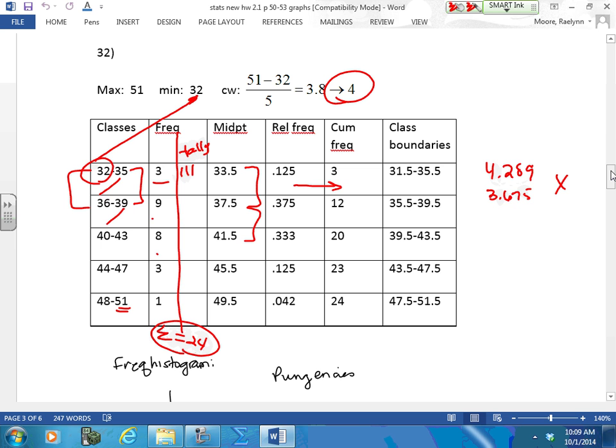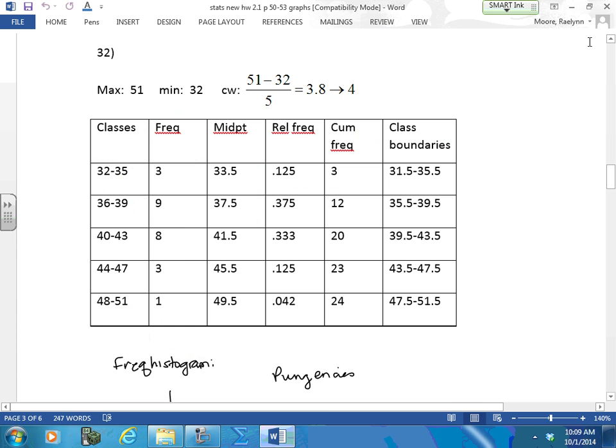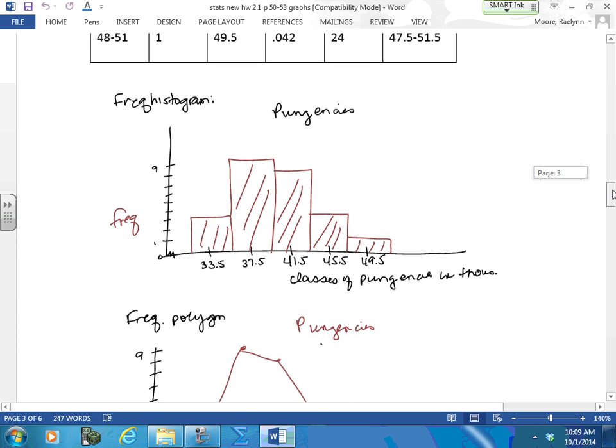And your class boundaries, if you use your upper class boundary, the one that you have to use your upper class boundary for is your ogive. The rest of them you can use your midpoint, which probably makes life a little bit easier. I think it is. Good with the table? Okay. Good now. That's what I say. If you don't get that table, everything is off.